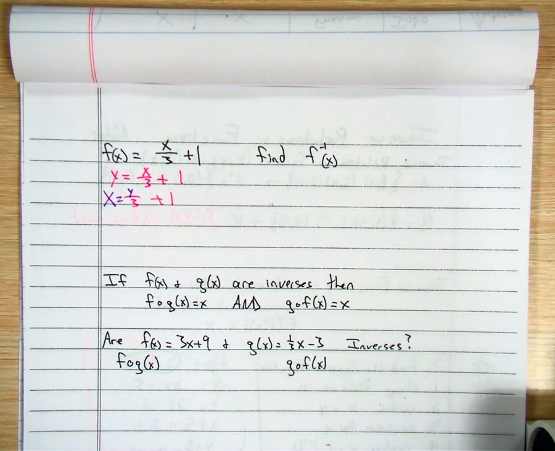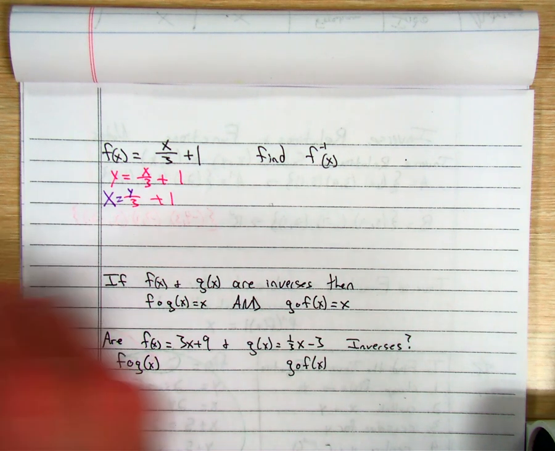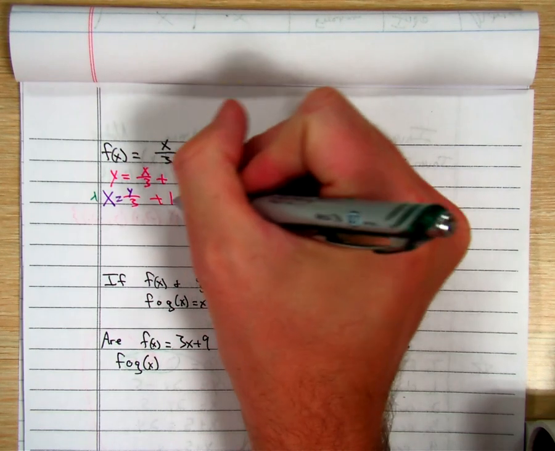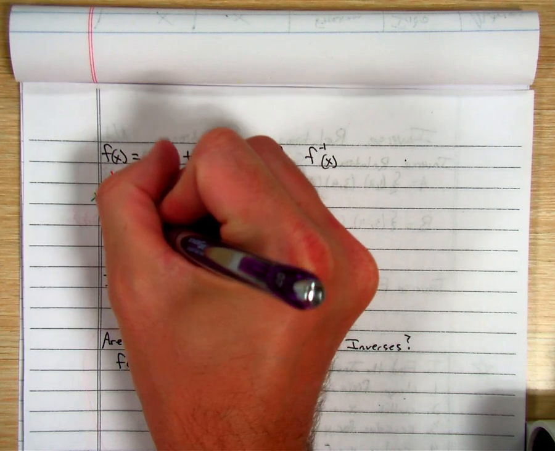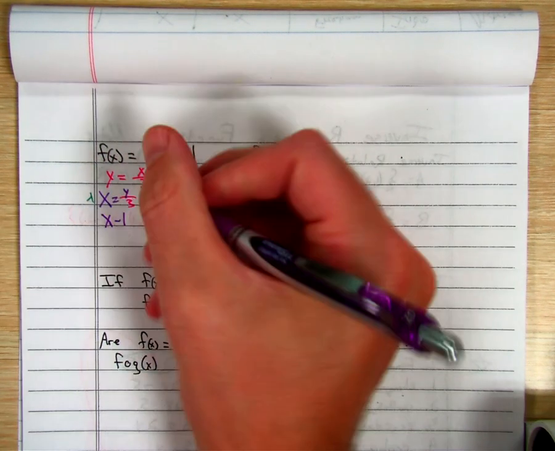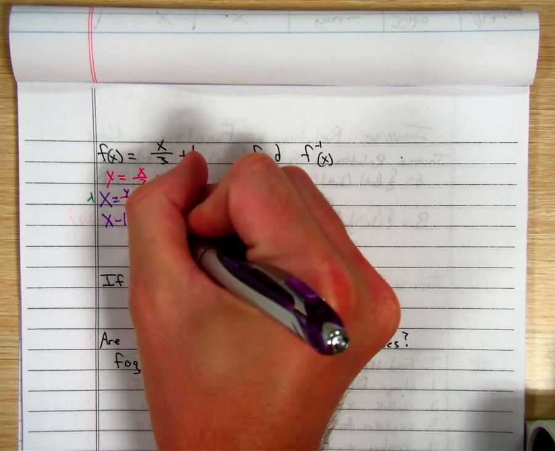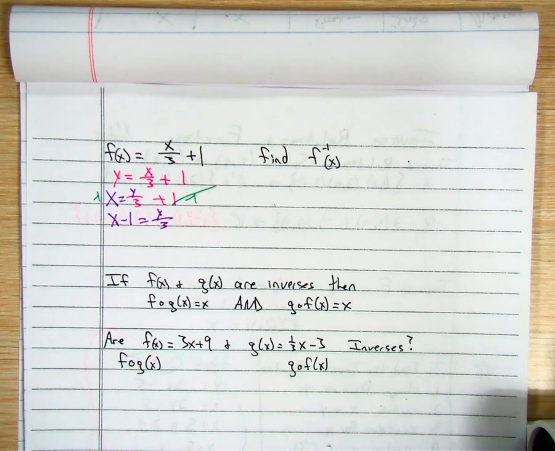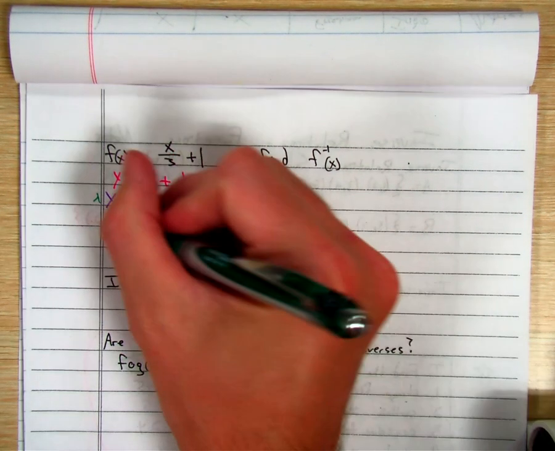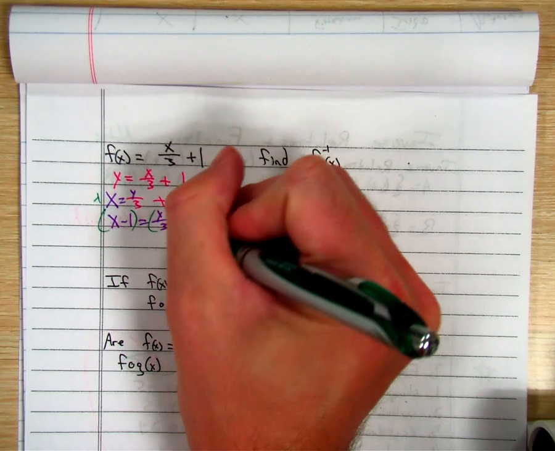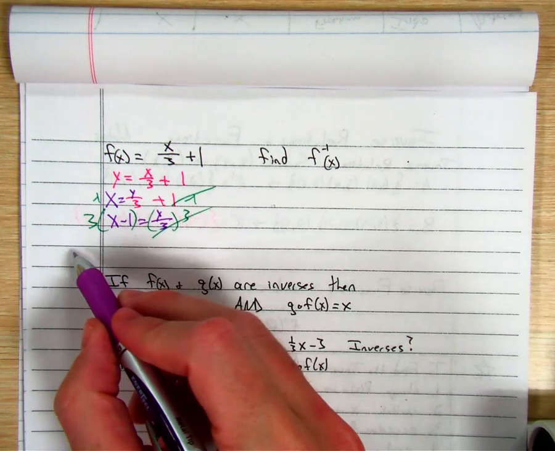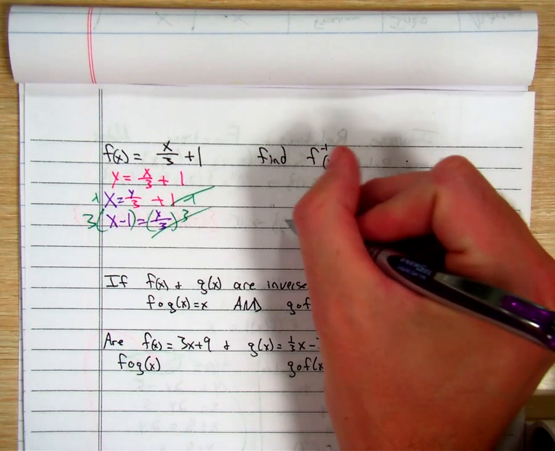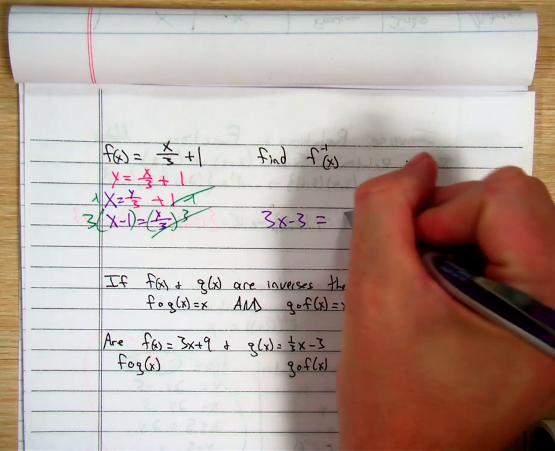Step 3, we need to get that y by itself again. So we're going to minus 1. x minus 1 equals y over 3. And then we'll need to multiply both sides by 3. Alright, so we're going to have 3x minus 3 equals y.